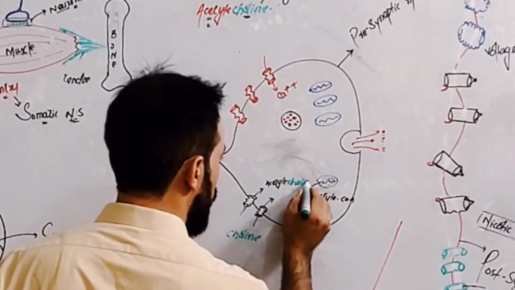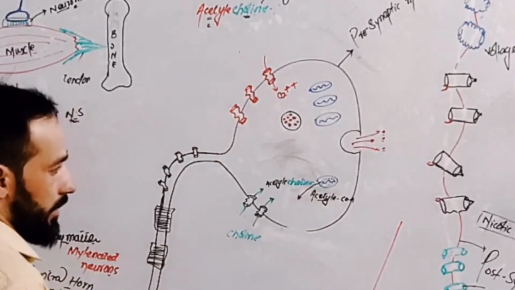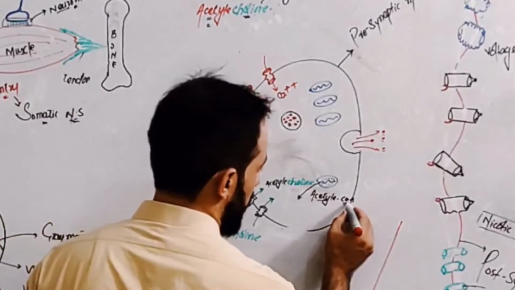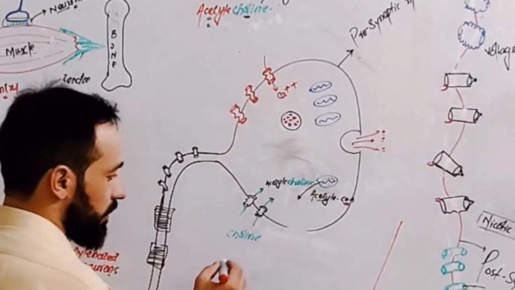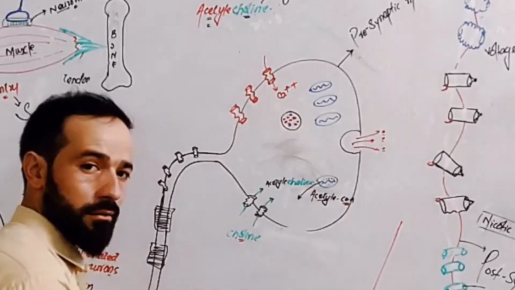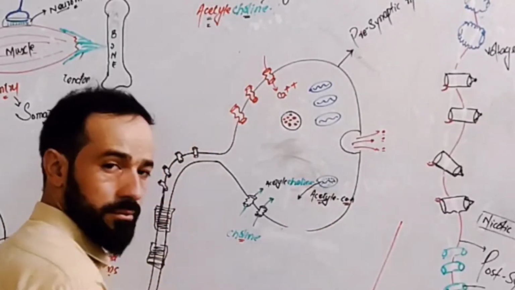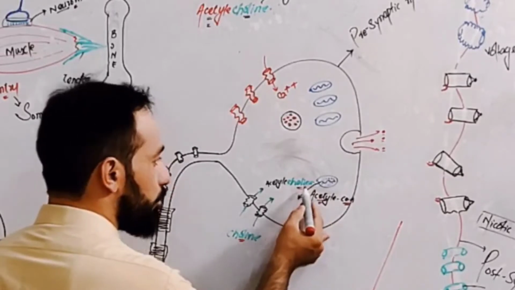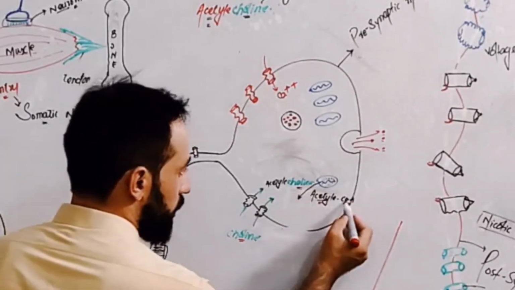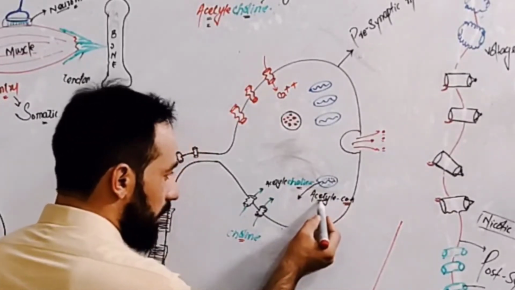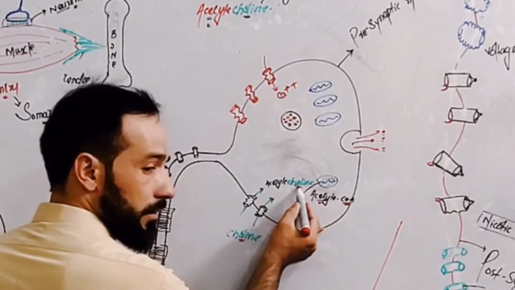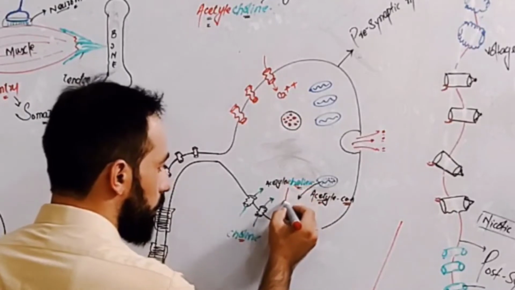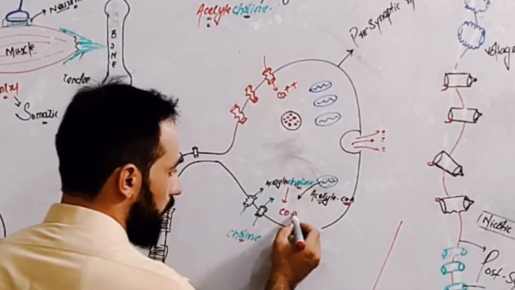Acetyl and choline. Who is gone? Who is the person who leaves them? Here is the friend, right? For example, this is a boy, and this is a girl. And this is the person who brings this girl to this boy, right? Now this boy will bring the girl to his friend, unite them together, and he will leave them. So who will go? CoA will go.